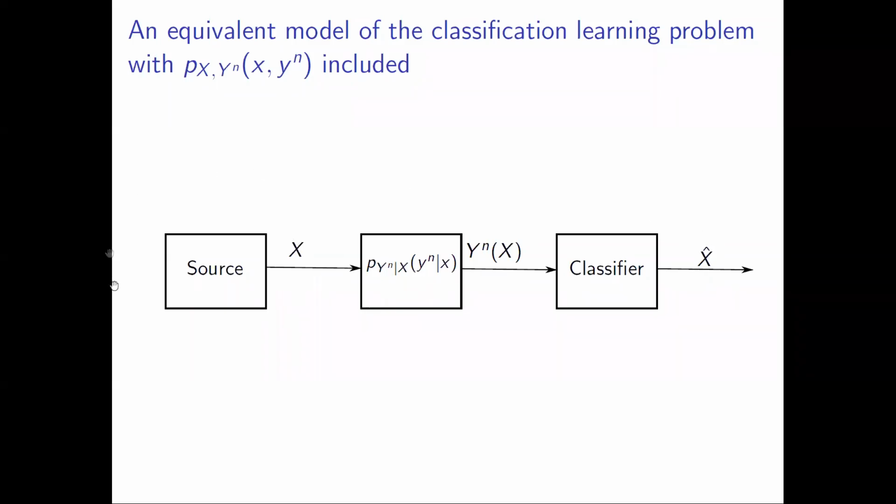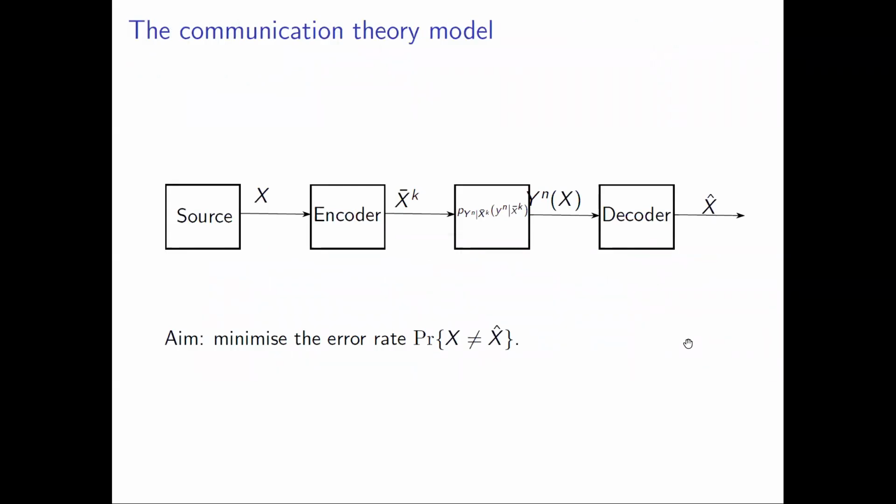Now let's compare this model with the communications model. In the communications model, we have the following, right? We have a source, an encoder, a channel, and a decoder. The source produces, in this case, some message X. This message X is encoded, so it is transformed into a vector.